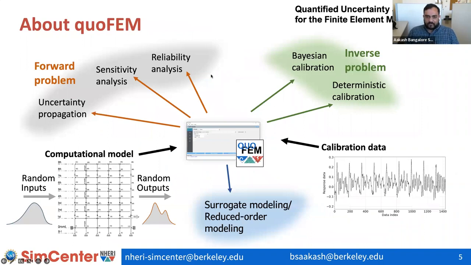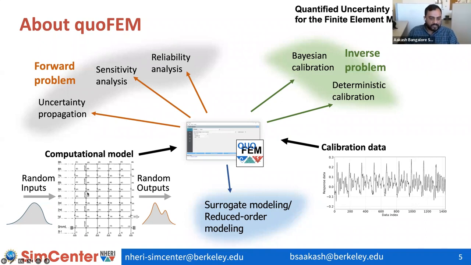Now, just a brief overview of the features of quoFEM. The quoFEM application is developed to advance the use of uncertainty quantification and optimization within the field of natural hazards engineering. The acronym quoFEM stands for Quantified Uncertainty and Optimization for the Finite Element Method. Before using quoFEM, the user would need to first develop the computational model outside of quoFEM that they want to use in their UQ analysis.